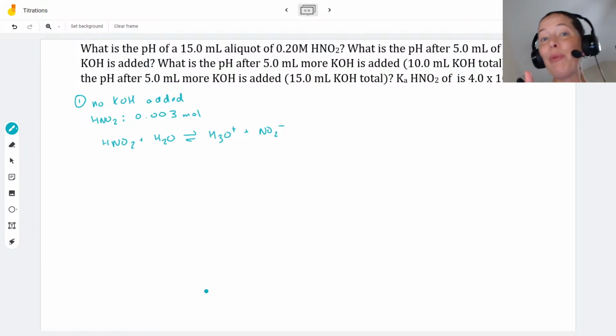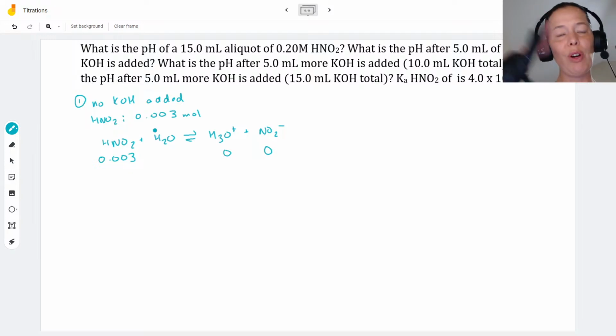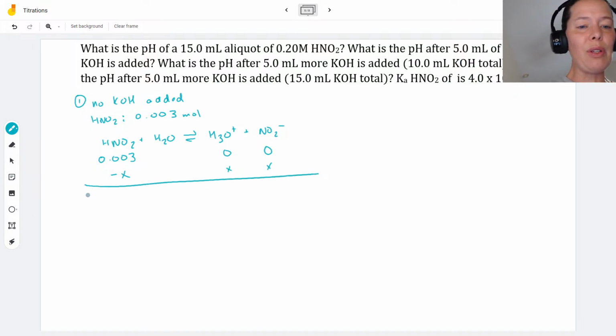All right, now I'm going to do a proper ice table. So I have 0.003 moles. Of course, I have none of this initially, and just like before, I'm just going to ignore water. I don't need to mess with it. I don't know how much of my acid is going to dissociate, so now I'm starting to use my x's. So again, for my reactant side, that's minus x, and my product side is plus x. And for my equilibrium concentrations, I'm just adding this column up, and we've got this.